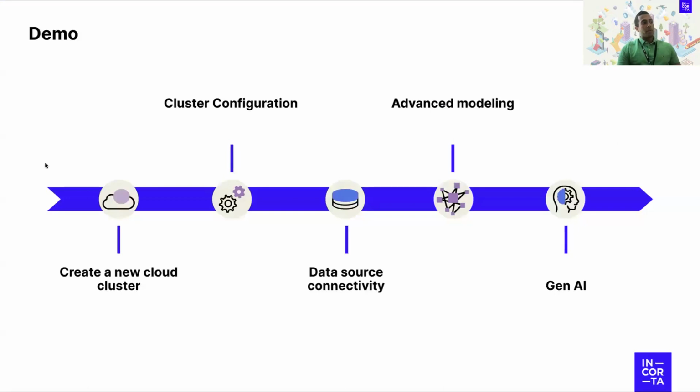So now it's time for our demo. During our demo, these are the different phases that we'll go through. We'll see how we can create a new cloud cluster and how we can do the cloud cluster configurations. We're also going to do data source connectivity and some advanced modeling features, which is through our Incorta Data Studio. And finally, generative AI, which is scattered around the platform. We'll see how this helps us as a business user and even as a data engineer to facilitate our day-to-day tasks.